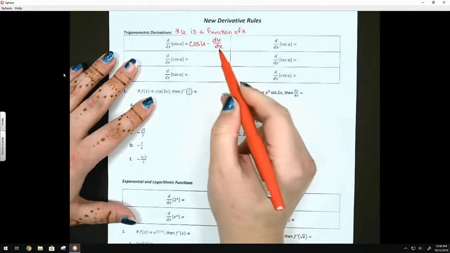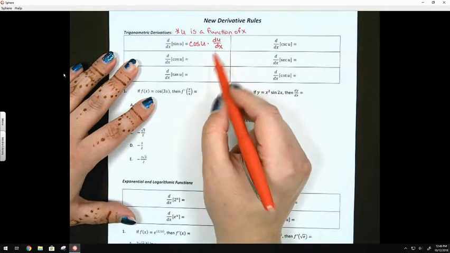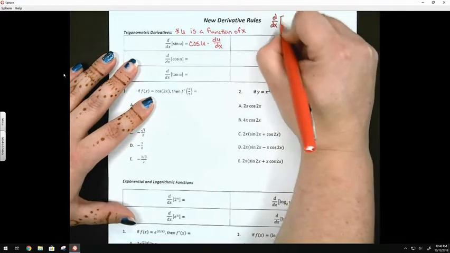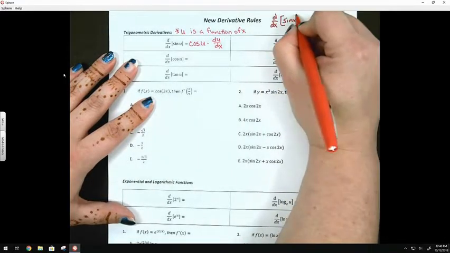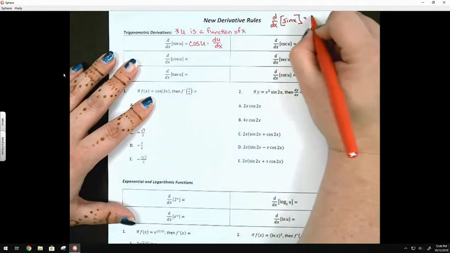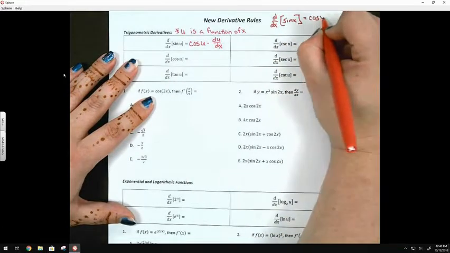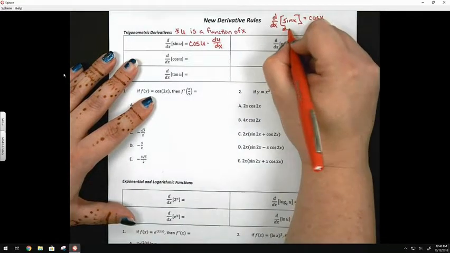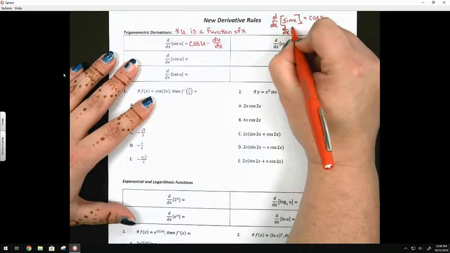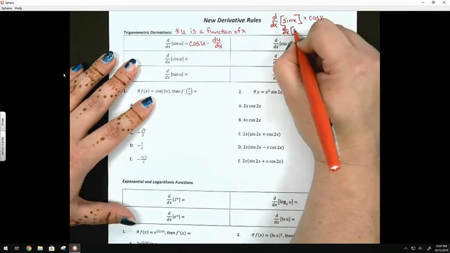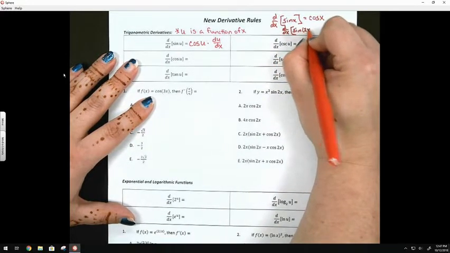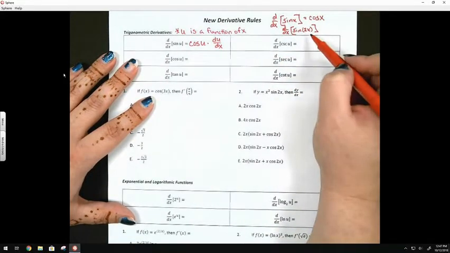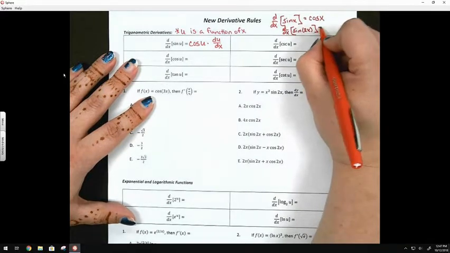This du dx takes care of the chain rule. So for example, if we were going to just take the derivative of sine of x, the derivative of sine is just cosine of x, and we would be done. But if the inside of that sine function is something different, so let's say d dx of sine of 2x, then now on the inside we've got this 2x. So that's going to require some chain rule.